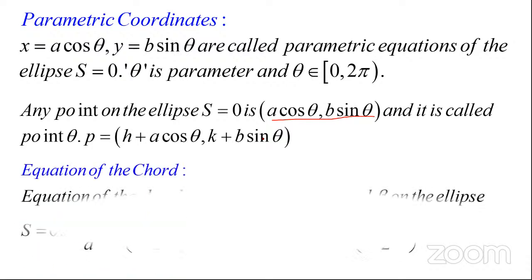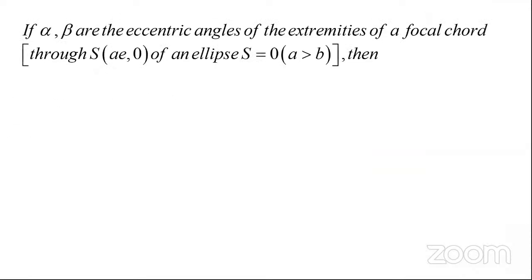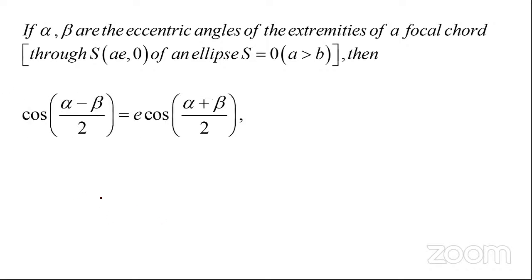The equation of the chord is an important question in IPA. The equation of the chord joining points alpha and beta on the ellipse S equals 0 is (x by a) cos((alpha plus beta) by 2) plus (y by b) sin((alpha plus beta) by 2) equal to cos((alpha minus beta) by 2). We have already proved this one, so just take the formulas only. If alpha, beta are the eccentric angles of the extremities of a focal chord through S(ae, 0) of the ellipse, then cos((alpha minus beta) by 2) equals e into cos((alpha plus beta) by 2). This is also proved with the previous one.